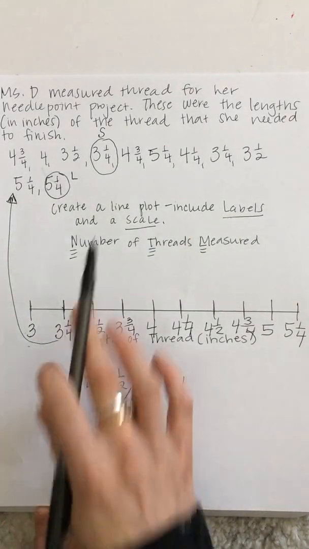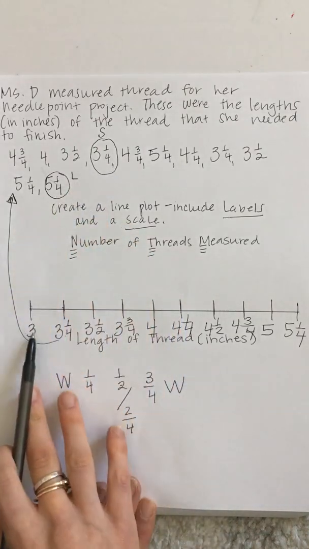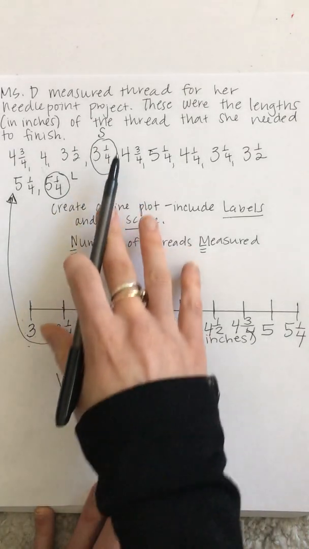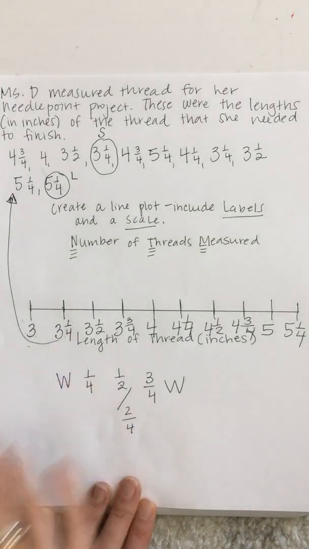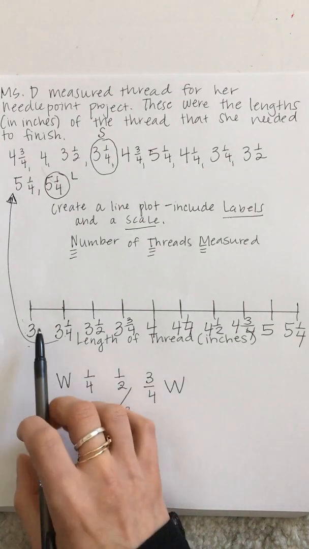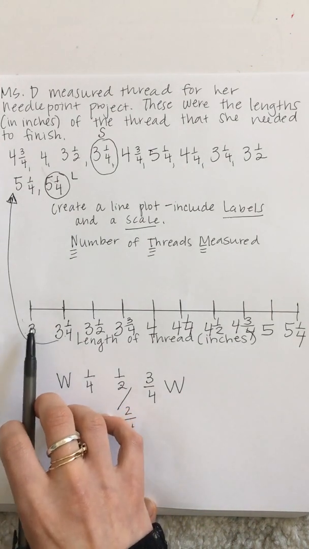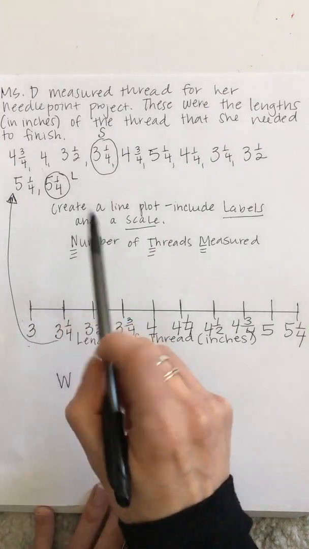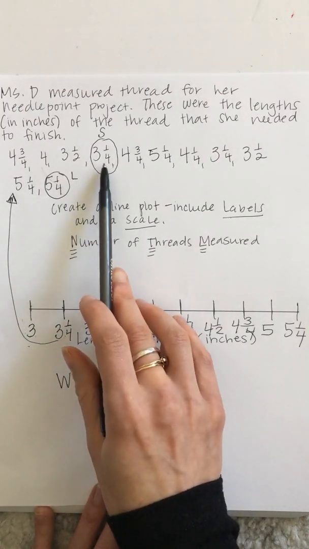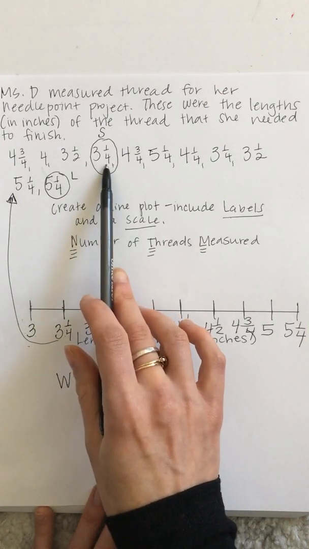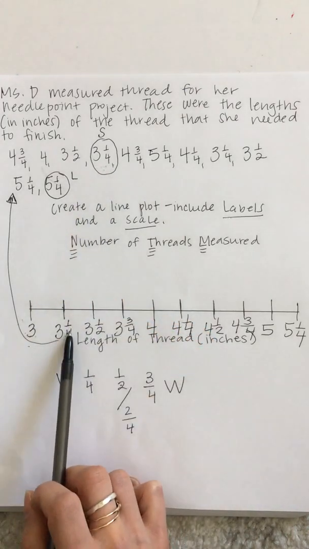As long as your starting and ending are similar and you're going by fourths because our scale has to be fourths or quarters. That's what we've been working with. So we're going to look and we're going to see, well, how many of our threads are 3 inches? Well, I know that none of them are 3 inches because we already said our shortest was 3 1/4, which is larger.